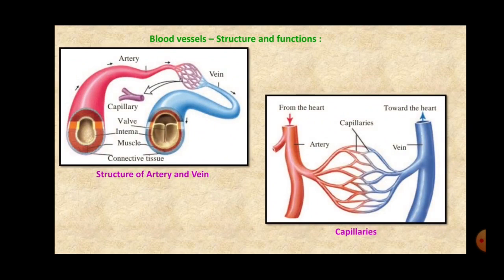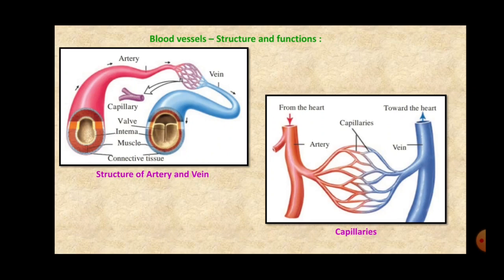Now there are 2 types of blood vessels, arteries and veins. As you can see, the color of the artery is red and the color of the vein is blue. That means red color indicates the pure blood and blue color indicates the impure blood. So the arteries carry the pure blood, and veins carry the impure blood.